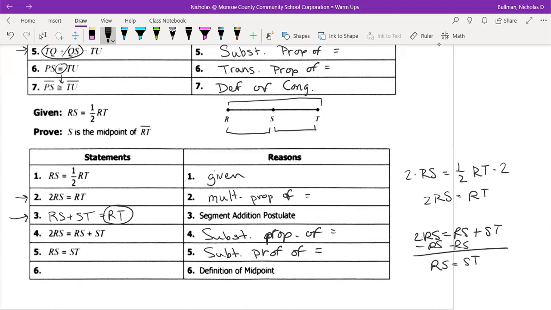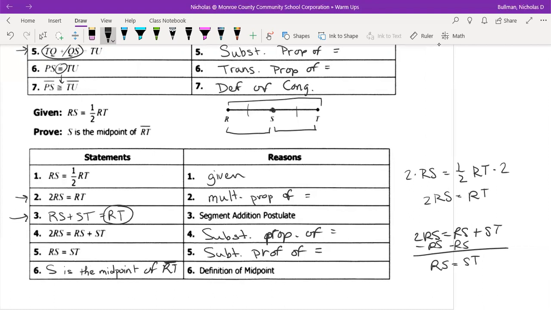And then now it says definition of midpoint is my reason for my next statement that's blank. Well, if I know RS equals ST, I'm going to mark that in my picture. If I know these two are equal, then that tells me S, since it's right in the middle of the two, S has to be the midpoint. So I will finish this off with S is the midpoint of RT.